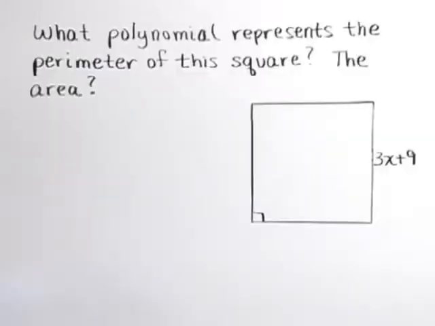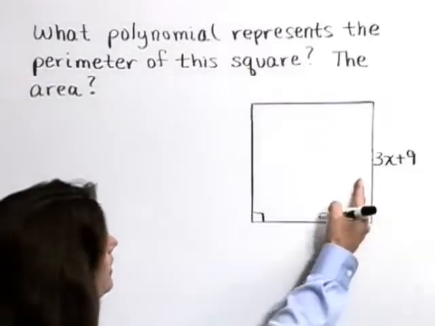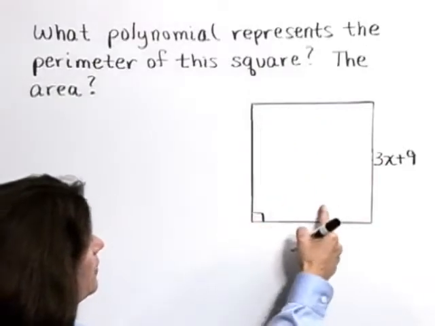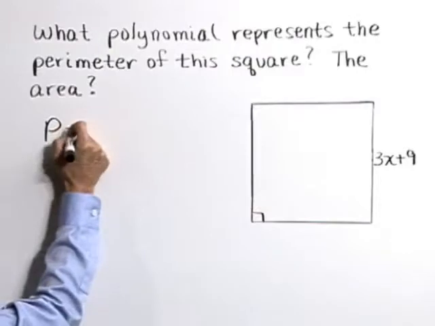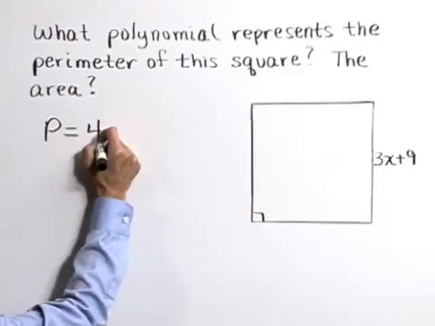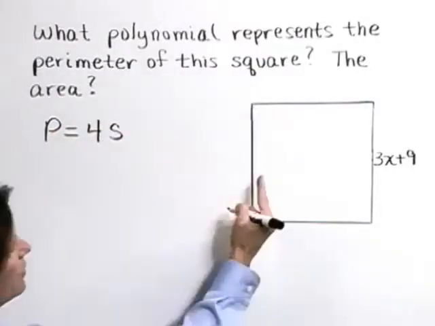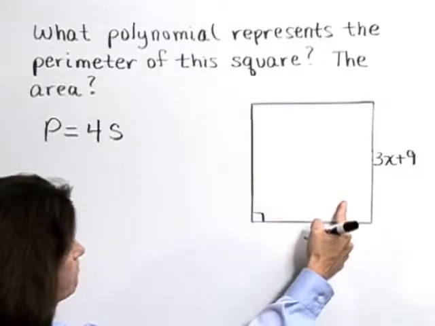What polynomial represents the perimeter of this square? The area of the square. Well, for a square, we know that all of the sides have equal measure. So in order to determine the perimeter, we could take 4 times the length of one side.